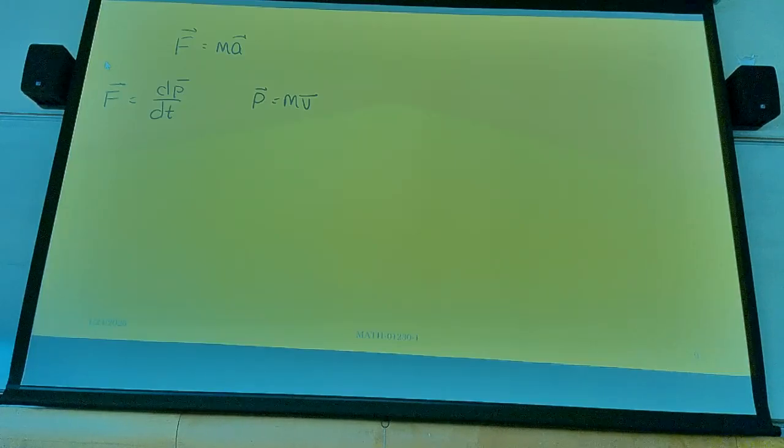Any questions on the introduction to vectors? Easy, right? Except for physics.